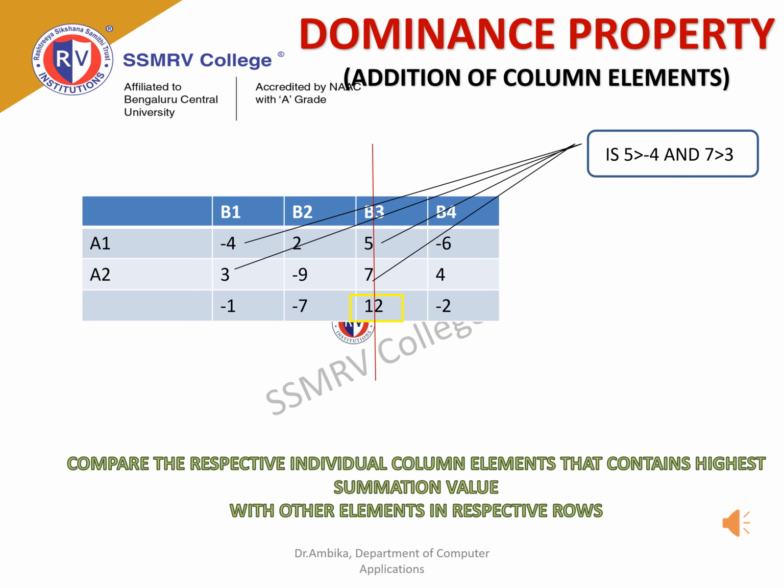We next choose the next highest value. That is, in this table, 12 would be the highest value, which is stored in the B3 column. Then we make a comparison with the other column entries. So over here B3 is compared with the B1 column. That is, 5 is compared with minus 4 and 7 is compared with 3. As 5 is greater than minus 4 and 7 is greater than 3, we will have to rule out the B3 column.